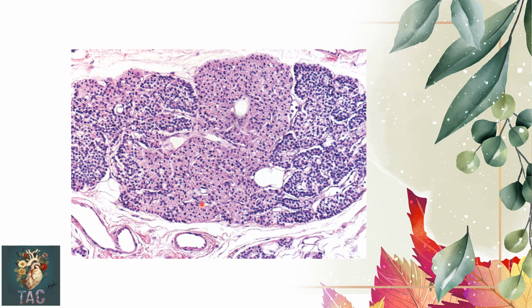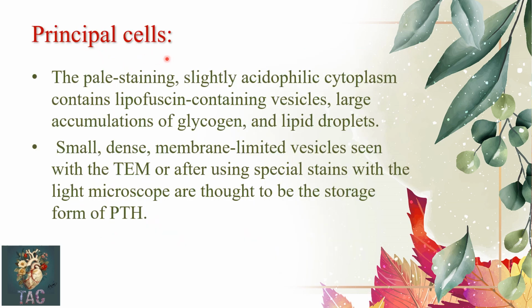Oxyphil cells are present either singly or sometimes in clusters. In this slide, which is stained with H and E, you can see clusters of oxyphil cells over here, and here you can see the principal or chief cells. Principal cells are pale staining, slightly acidophilic or eosinophilic, and contain large accumulations of glycogen and lipid droplets as well. Small dense membrane-limited vesicles seen with TEM, or with special stains in light microscopy, are thought to be the storage form of the parathyroid hormone.